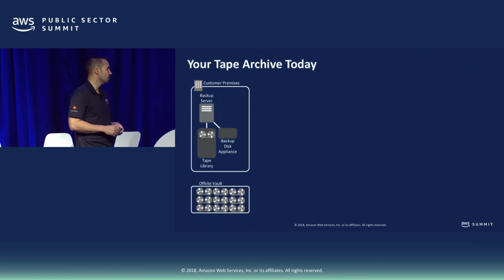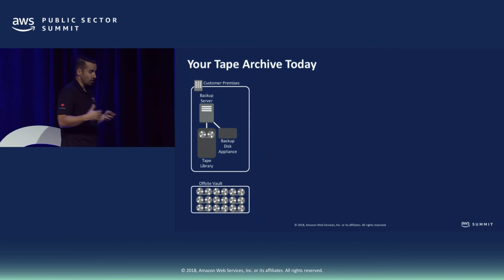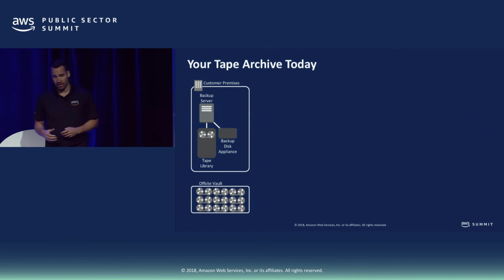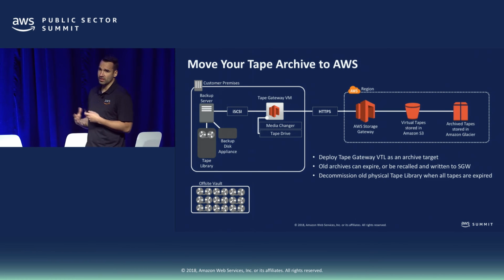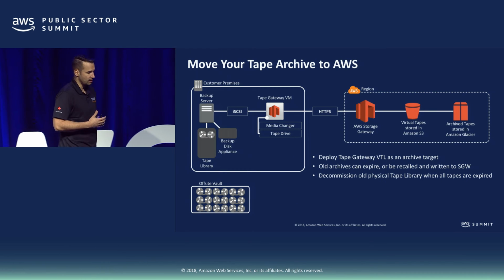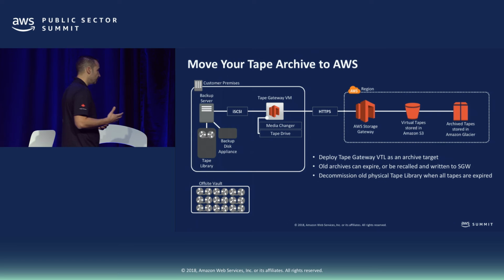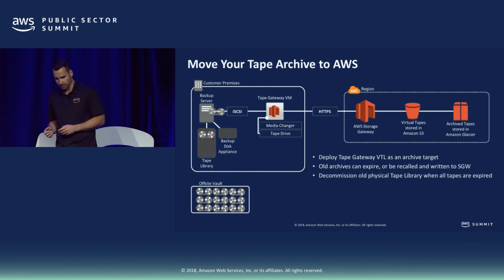So as I mentioned before, we have customers with a lot of offsite or onsite data they're looking to get rid of. And by introducing the tape gateway, they're able to use the native tools and write, maybe do a copy job, or use the same policies you used before for moving that data into AWS.